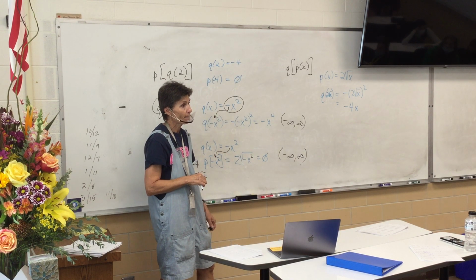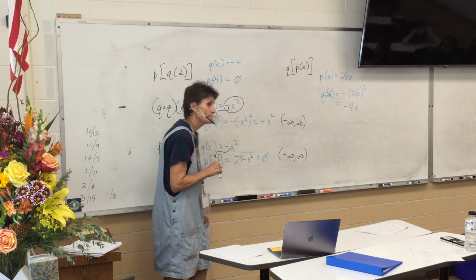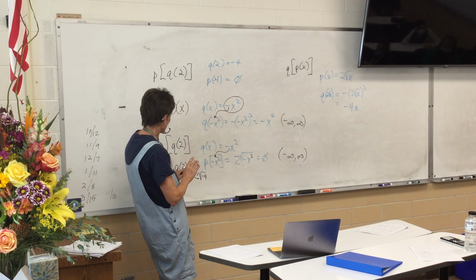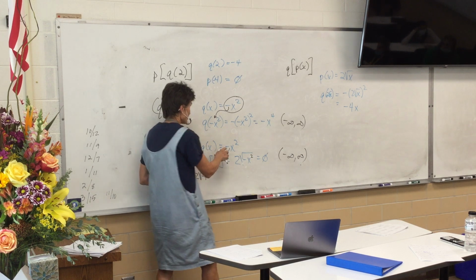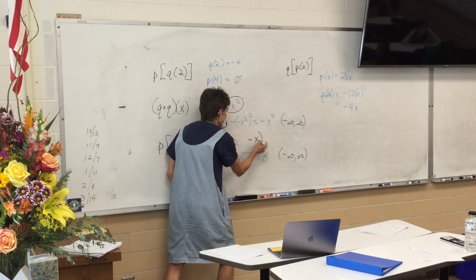Alana? So how come when you square, like before, why wouldn't it be just positive 4? Where are we at? Like at the beginning. Oh, here you mean? Yeah. Okay, remember, there's a difference between this and this.